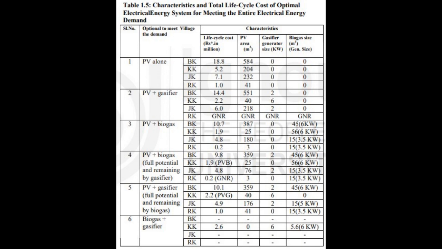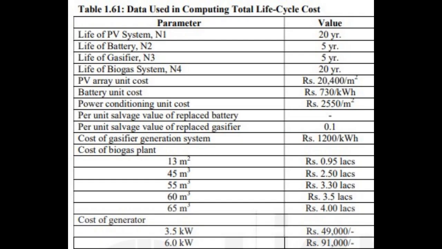Table 1.5. Characteristics and total life cycle cost of optimal electrical energy system for meeting the entire electrical energy demand. Look at the screen. PVB equals PV plus biogas can meet the demand and hence gasifier is not required. PVG equals PV plus gasifier can meet the demand and hence biogas is not required. GNR equals gasifier not required because biomass is not available. NP equals not possible. Table 1.6. Data used in computing total life cycle cost.